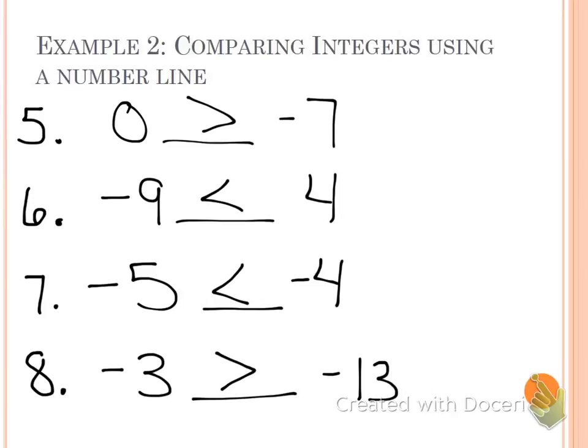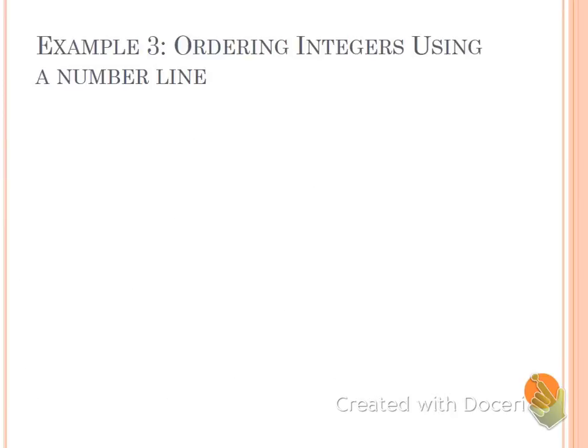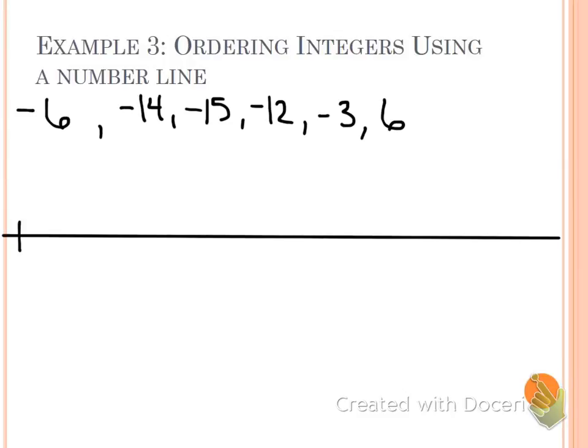In example 3, now I'm going to have a set of numbers. And you have at least one of these on your homework. I think you might have 3. Yes, you have 3 of these on your homework tonight, where it gives you a group of numbers. And you're going to compare these numbers using a number line. Let's look at the range of the numbers. What is the smallest number that you see there? Negative 15. What's the largest number you see? 6. That's a really big spread.